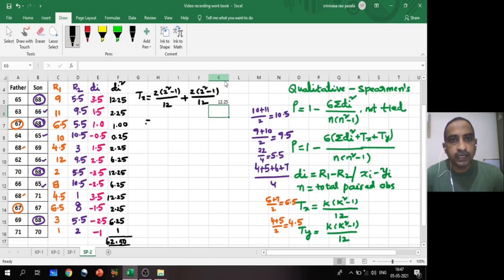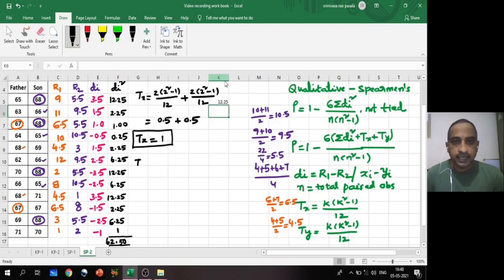You simplify: 2 square minus 1, 4 minus 1, 3, 3 times 2 is 6, 6 by 12 is 1 by 2, 1 by 2 means 0.5, 0.5 plus 0.5. So tx value equals 1.